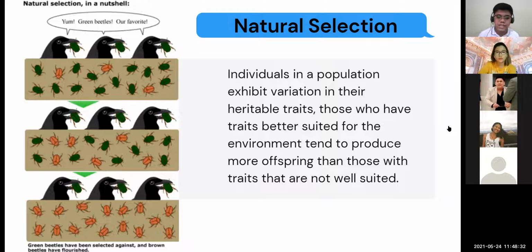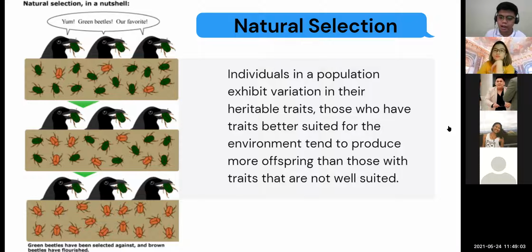So this is the first mechanism that we will discuss. In natural selection, it basically makes use of the genetic variability in the individuals of a population. If you can remember our last discussion, genetic variability occurs in each individual. We are alike in the sense that we are human beings, we are of the same species, we have similar characters.